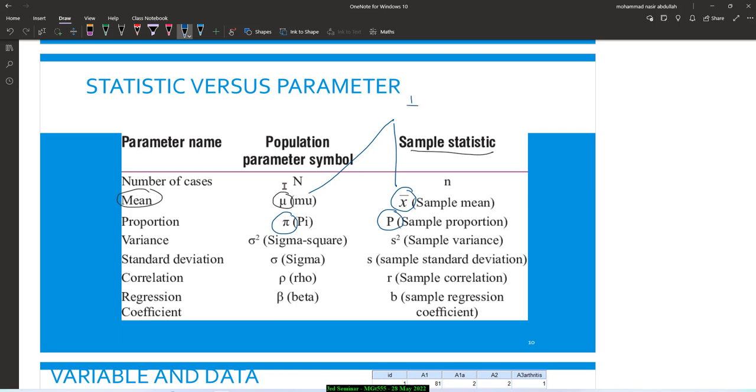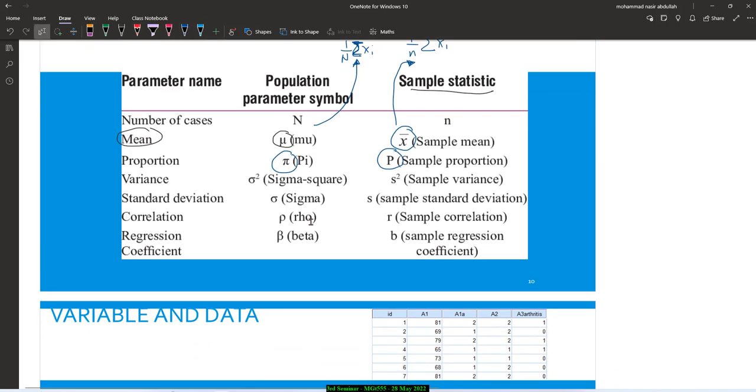So 1 over n summation of xi. Small letter n is for sample. Capital letter N is for population, xi. So this is a formula, right? This is the formula for mu, and this is the formula for x bar, right? Okay.